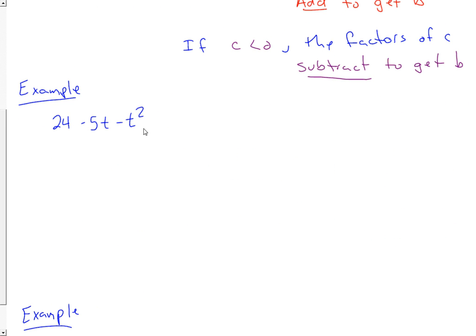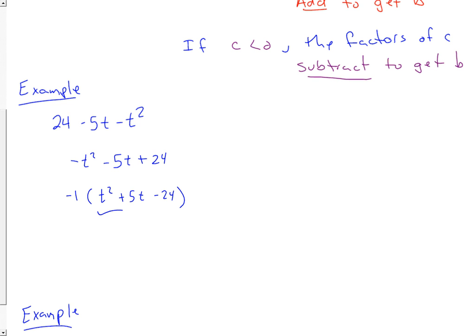We have a trinomial here. If we follow our steps that I had on the first page, first of all, we want to put this in descending order. So I want the t squared written first, so that's going to be negative t squared, then the minus 5t, and then we've got positive 24, so plus 24. Now, you might think that there's not a greatest common factor here, but since the t squared is negative, we want to factor out the negative 1. And when we factor out the negative 1, we're going to get t squared, negative 5 divided by negative 1 is positive 5t, and 24 divided by negative 1 is negative 24.